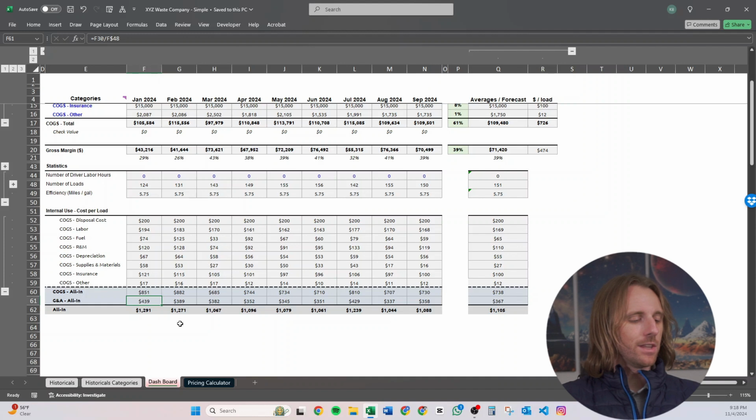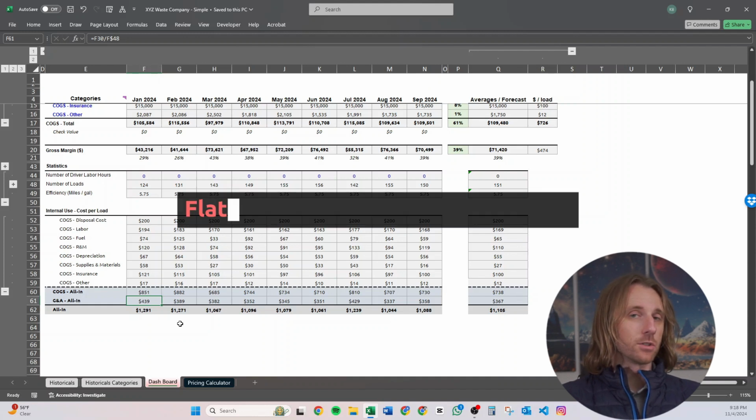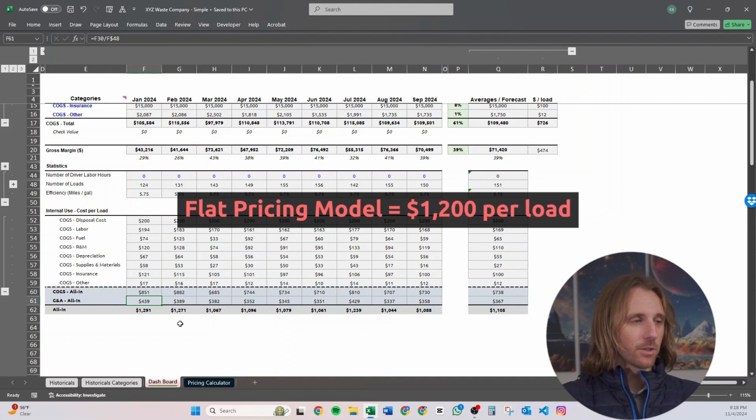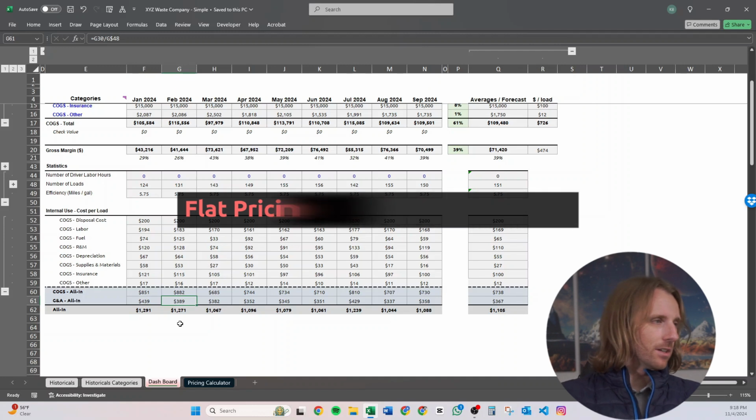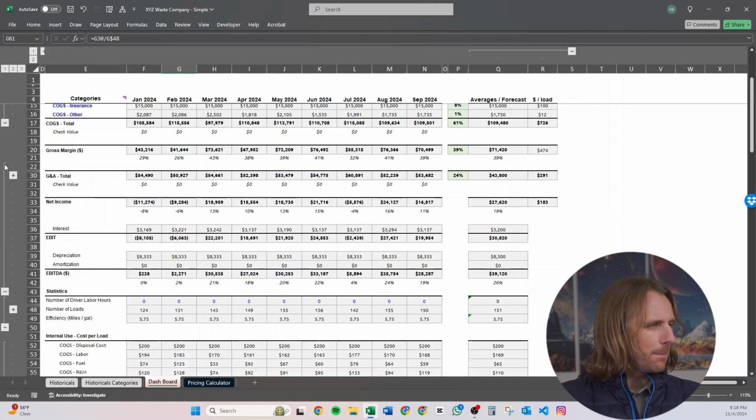So one thing I want you to notice here, and I haven't really talked about this yet in the case study, is that the way the pricing model for this business works is that they charge $1,200 per load for their customers, okay? And so we can see pretty clearly here, let me get our net income back.